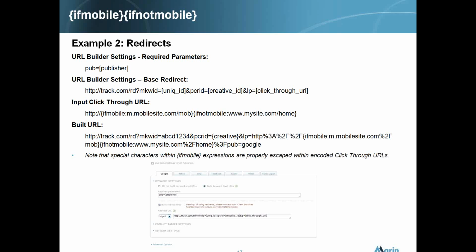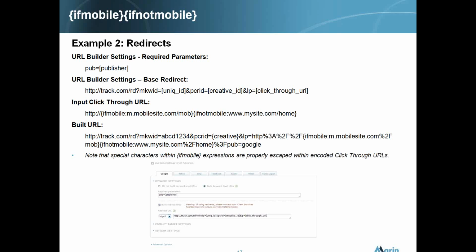So again, the first two strings here, the pub equals and the HTTP, is showing you what is in your URL builder. The input click-through URL, and again, here's the distinction between using redirects and not. For accounts that are not using redirects, you'll be uploading using the destination URL header. For those of you who are using redirects, you are using the click-through URL header to update any of your keywords.